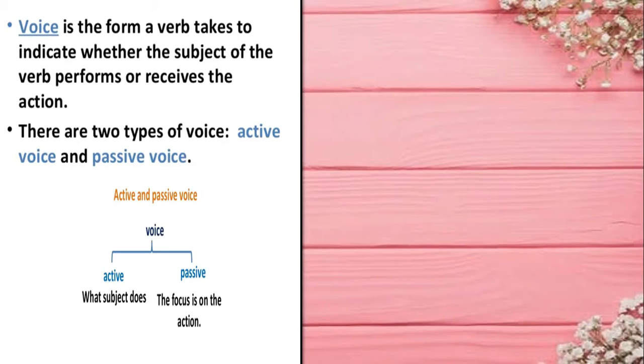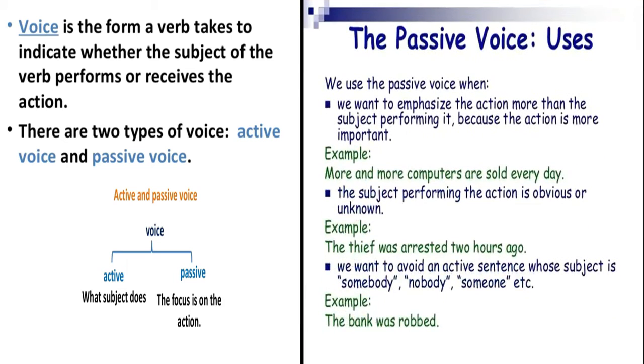Voice is the form of a verb that indicates whether the subject of the verb performs or receives the action. Voices basically has two types, active and passive. Active voice means what the subject does, and passive means the focus is on the action. Why is there a need for a passive voice? We use the passive voice when we want to emphasize the action more than the subject performing it, because the action is more important.